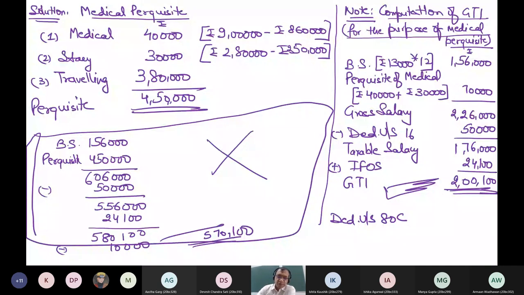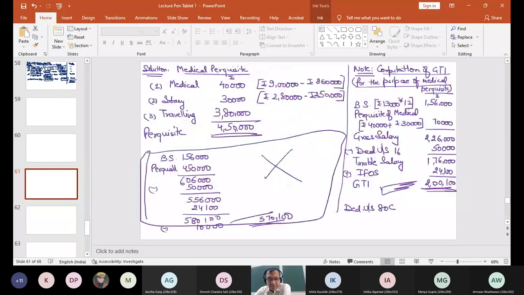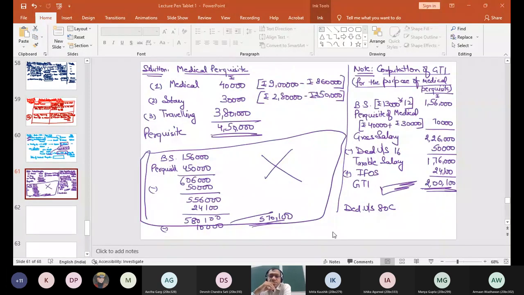Please raise your hand if this point is clear. So we have discussed these two technical perquisites, education and medical. I think we should stop now, though I can discuss more. Raise your hands if you want to stop here, or if you want to proceed, that is a separate thing.